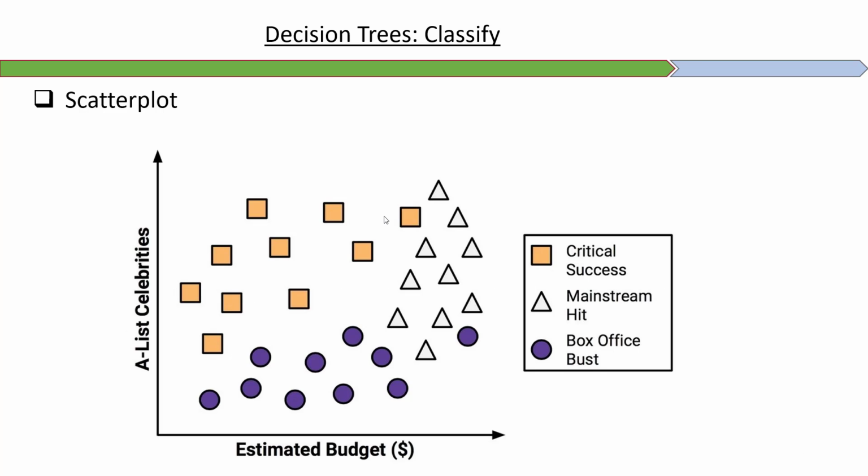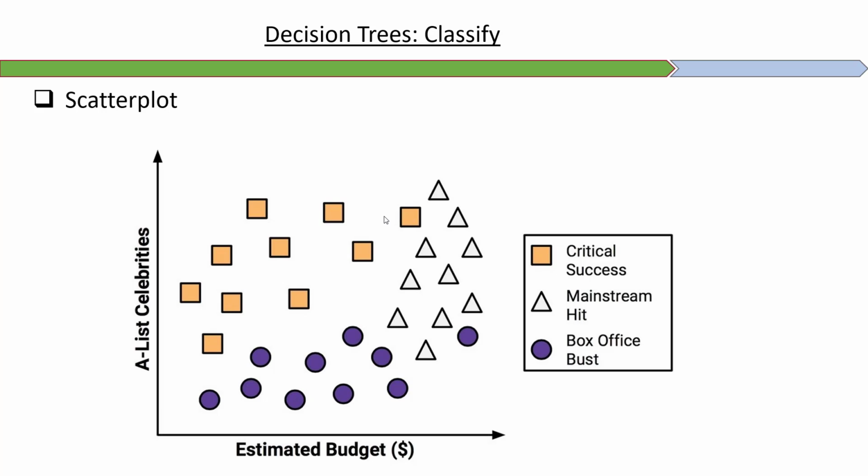So you took those 30 releases, and in this example, we have 10 of them neatly grouped into critical success, 10 of them into mainstream hit, and 10 of them into box office bust. The purple circles are box office bust, the triangles are the mainstream hit, and the rectangles are critical success. You made a scatter plot of this data with estimated budget on the x-axis and the number of A-list celebrities on the y-axis, and you placed each of these data points on this scatter plot.